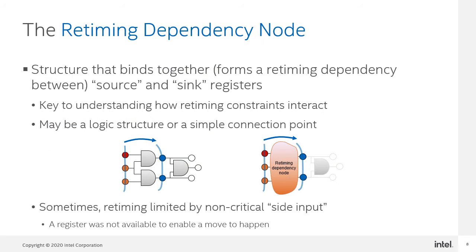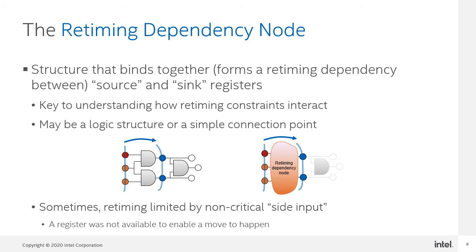The combinational structure through which the registers retime is referred to as a retiming dependency node. This retiming dependency node forms the basis for understanding how retiming works and what happens when retiming cannot be performed. The retiming dependency node has the effect of binding input source registers and output sink registers together, meaning that any retiming action to one will impact all the others with respect to that node.